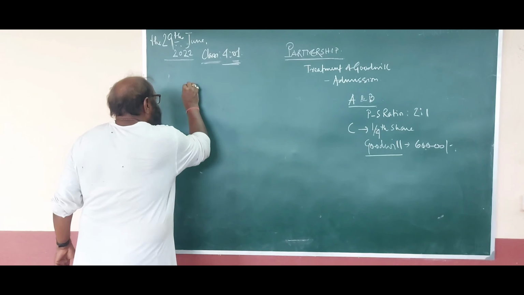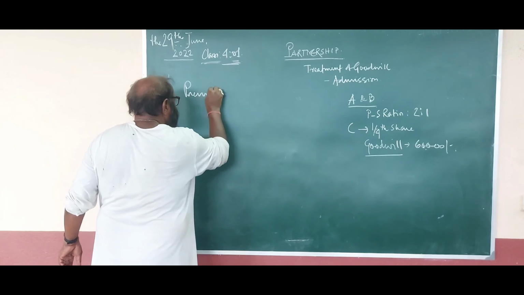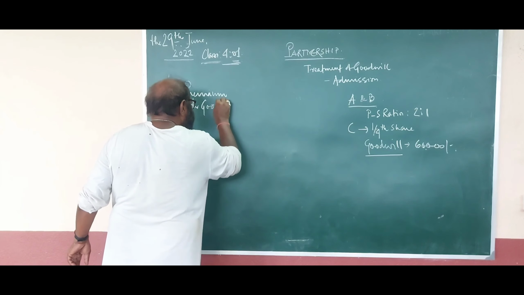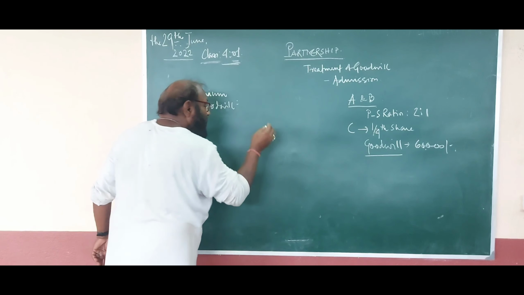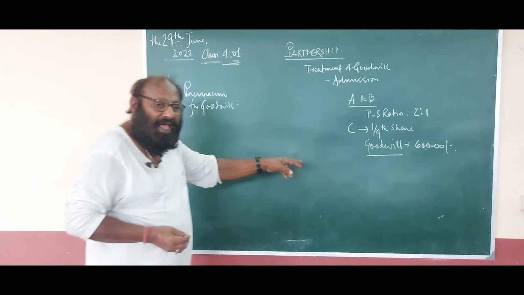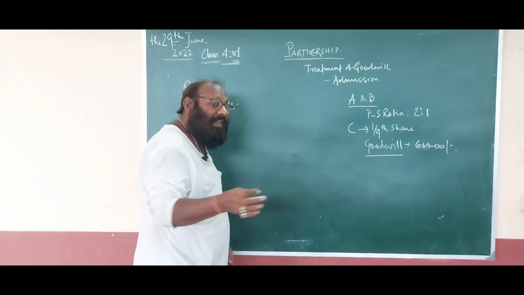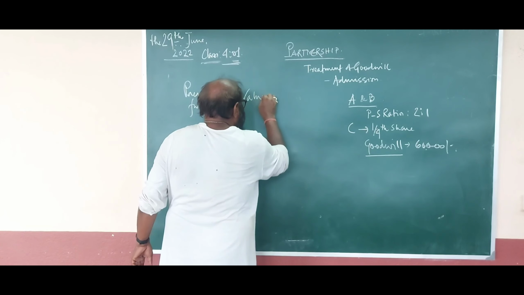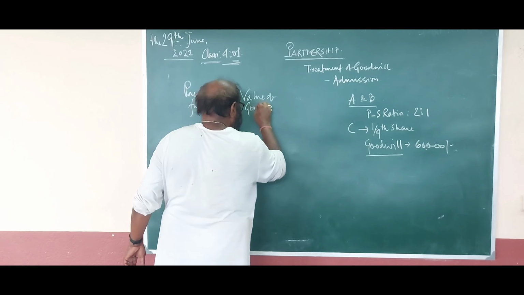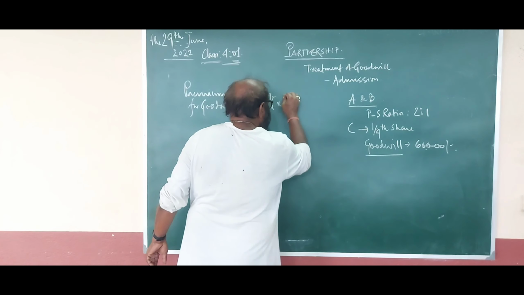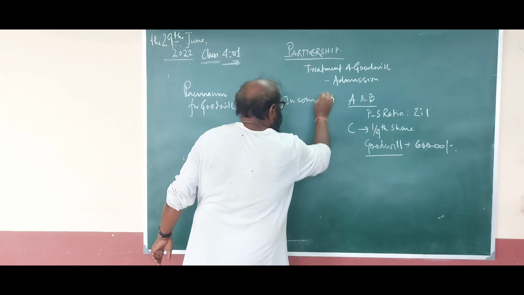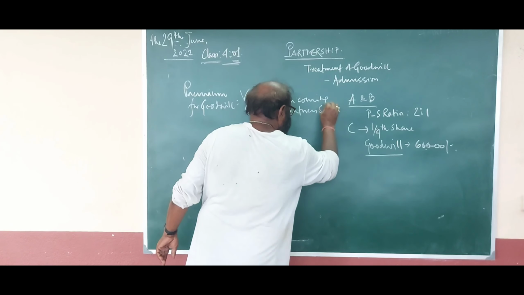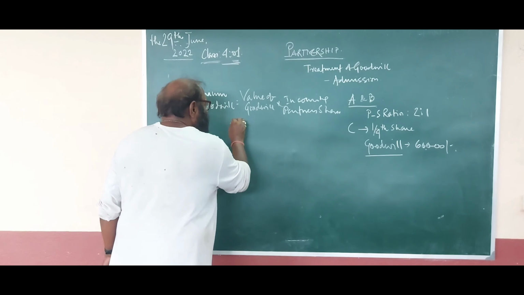Now this is the premium. Okay, premium for goodwill. So the new partner will pay over and above his capital some extra amount, and that is known as premium for goodwill. This extra amount is calculated on goodwill, and the premium for goodwill is calculated on the value of goodwill into the incoming partner's share.